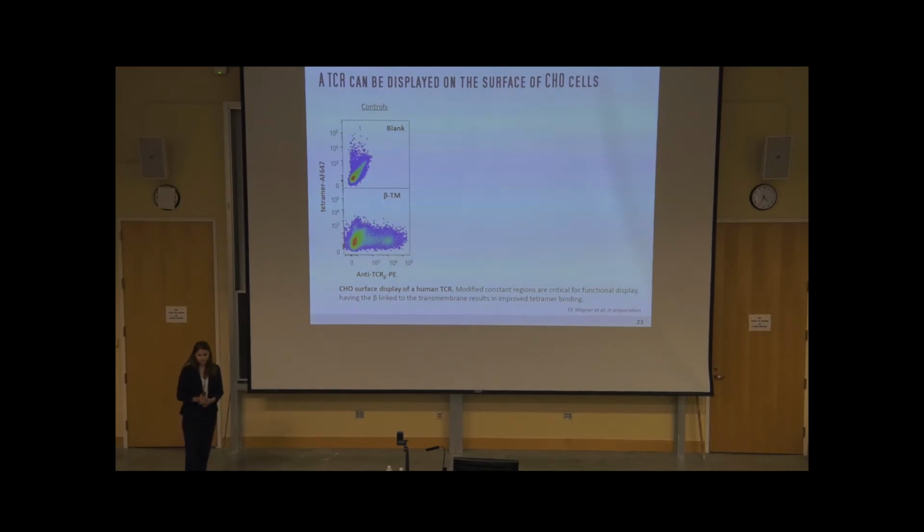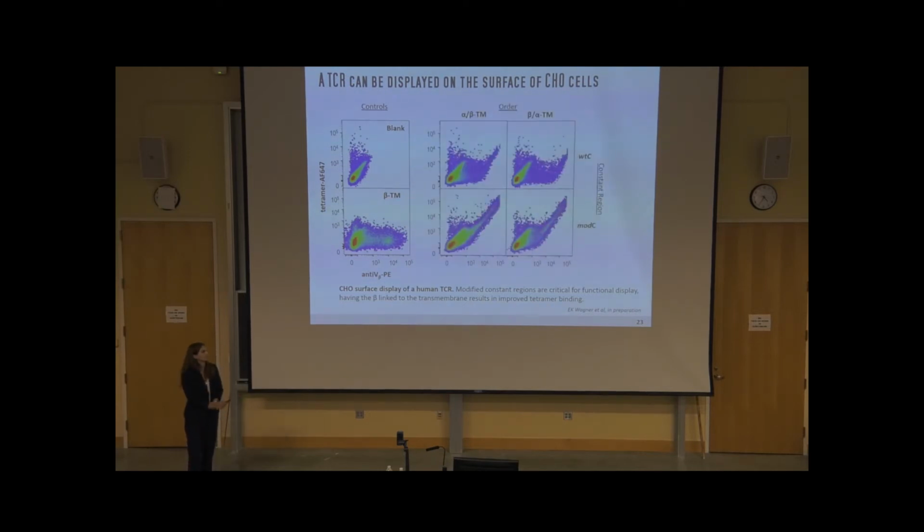An important control: I mentioned that the antibody binds the beta chain only. So what we need to know is, does the beta chain itself also stain with tetramer? If it does, it's going to be really hard for us to differentiate between just the beta chain and maybe a fully functional TCR. If we look at just the beta chain, we see staining with this antibody, but we don't see any staining with the tetramer. So that's good news, we know that this is not going to contaminate our results.